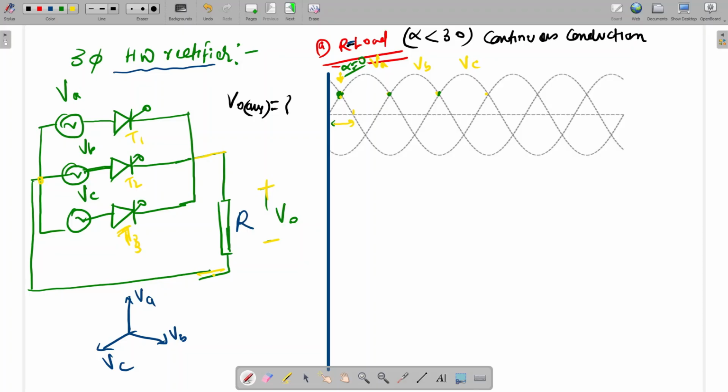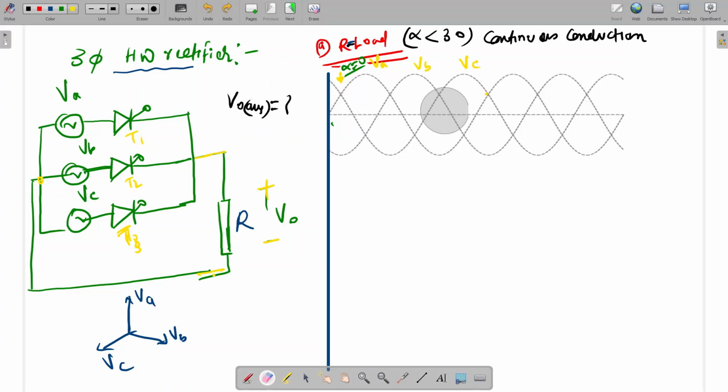Sir, alpha equal to 0 and another is 30 degrees. So this point we are assuming as alpha equal to 0. If you move in this direction from here, that will be the value of alpha. This point we are assuming as alpha equal to 0. First I will draw it for alpha equal to 30 degrees.